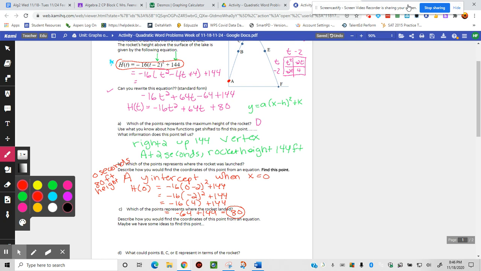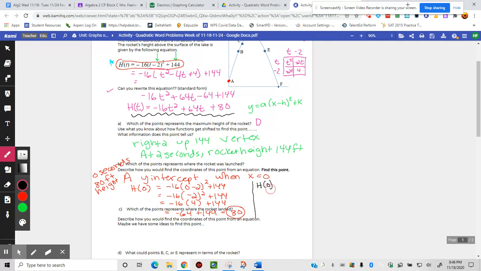Now, you guys just find this other way. When you had this in standard form, that equation right there, look at how easy that is to find out what happens when x is 0. So if you had h of 0, I would plug it in. I'd get negative 16 times 0 squared plus 64 times 0 plus 80. Oh my goodness, that's so much easier. Okay, so standard form is really easy when you're trying to find this y-intercept.